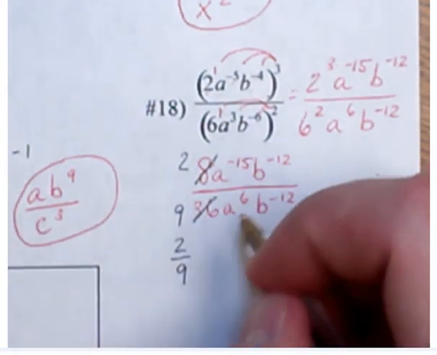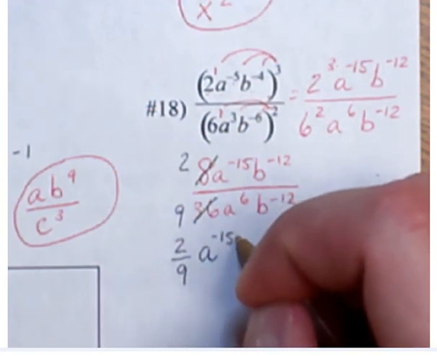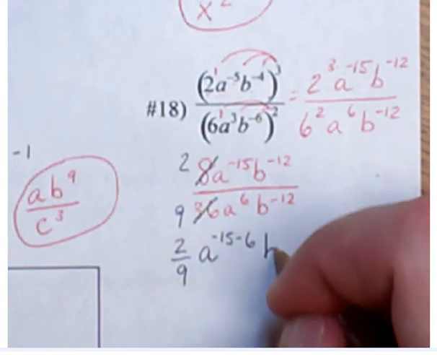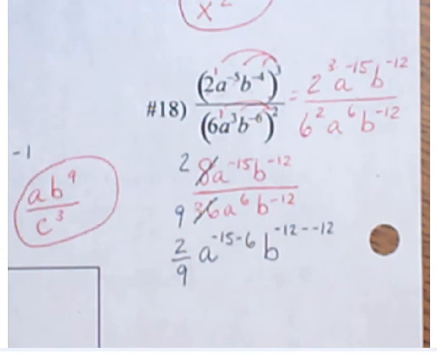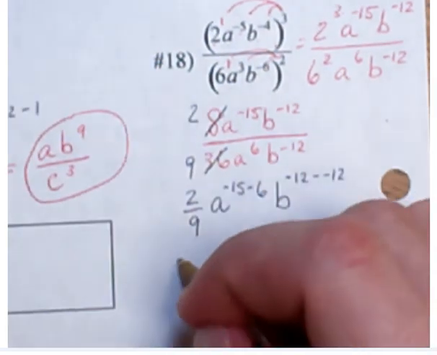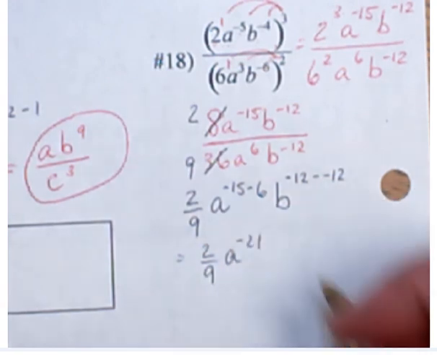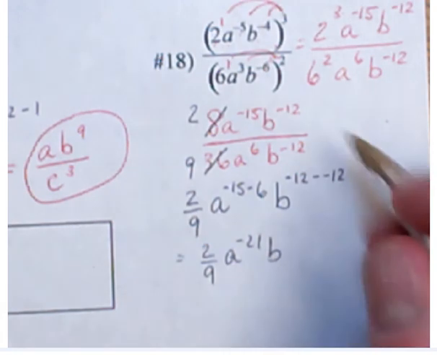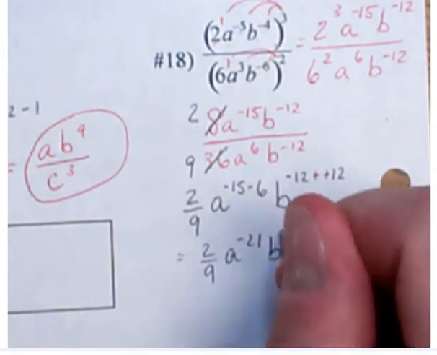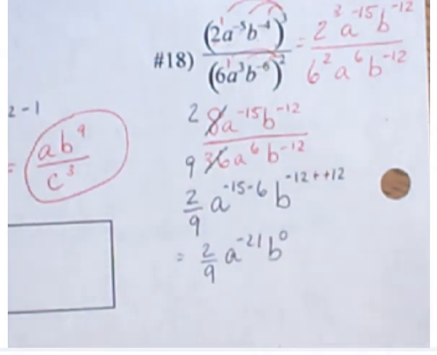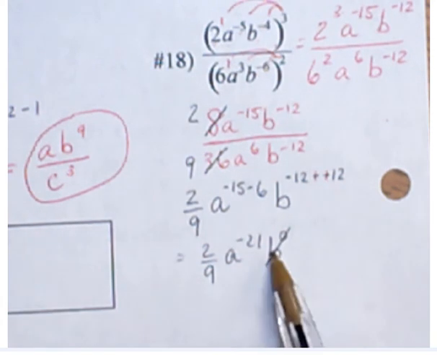When you divide the variables, keep the base and subtract the exponents. -15 subtract 6. And then for the b's, that's -12 subtract -12. So we get 2/9, a to the -21, b. Now look at what happens here. -12 plus 12 is 0. So that's b to the 0. Well, anything to the 0 is just 1. So that's gone right there, because 2/9 times 1 is just 2/9.